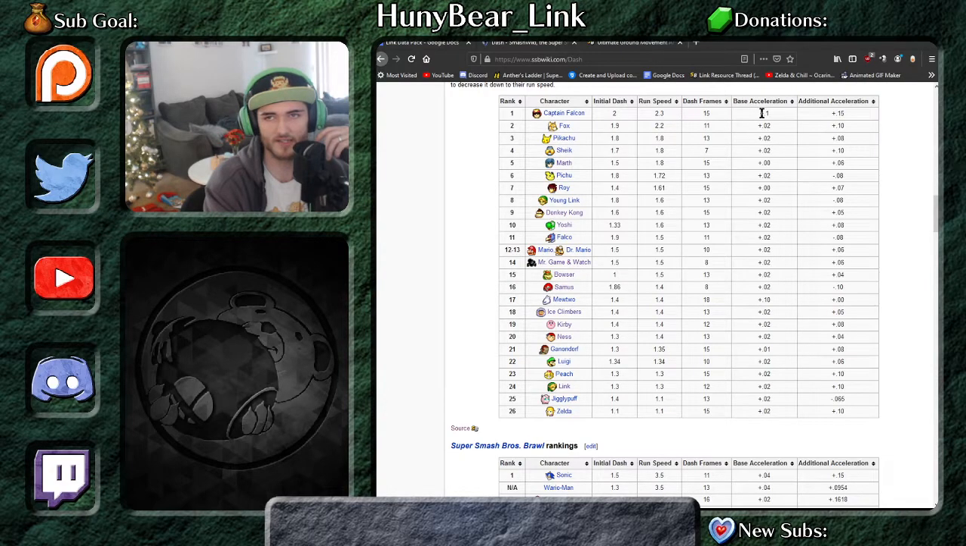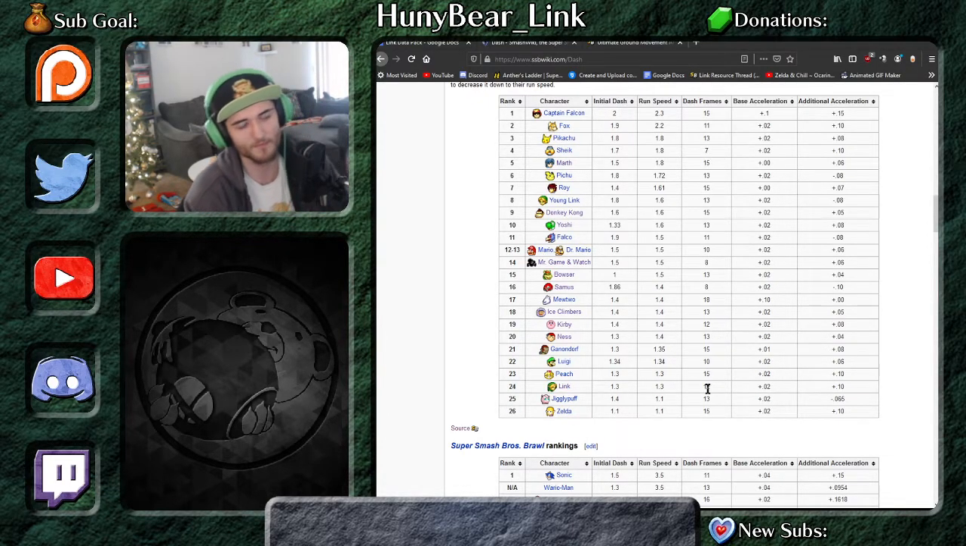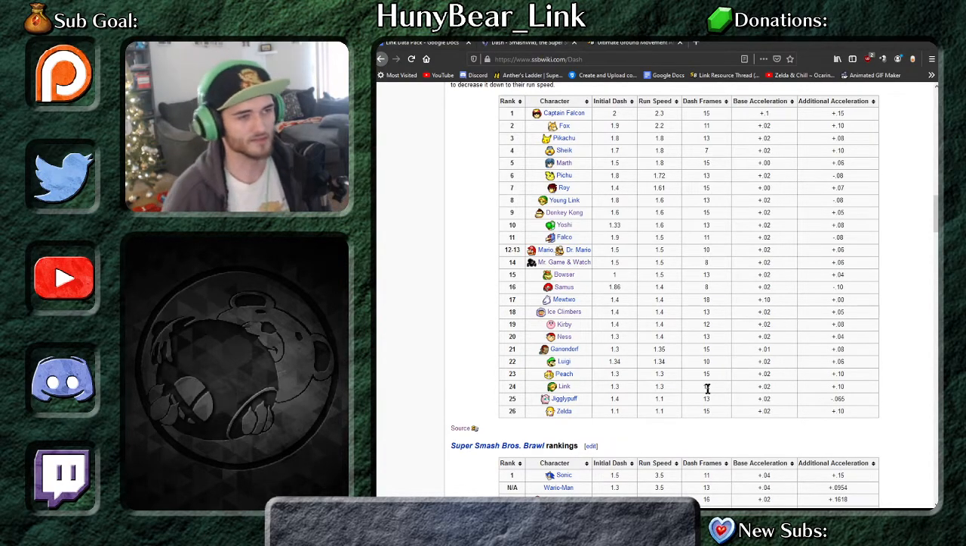Then you've got your base acceleration and your additional acceleration. They're not important, not gonna lie. You can see Link and Peach literally have the same ground movement minus these two attributes, which are irrelevant for the most part, because you're always going to be wanting to pseudo foxtrot. We're going to go over that.